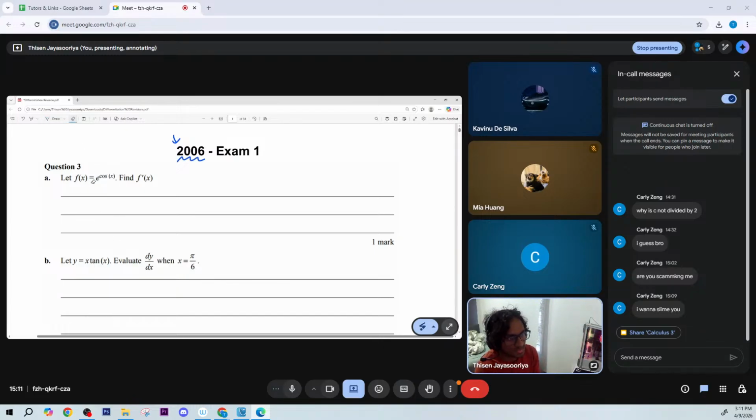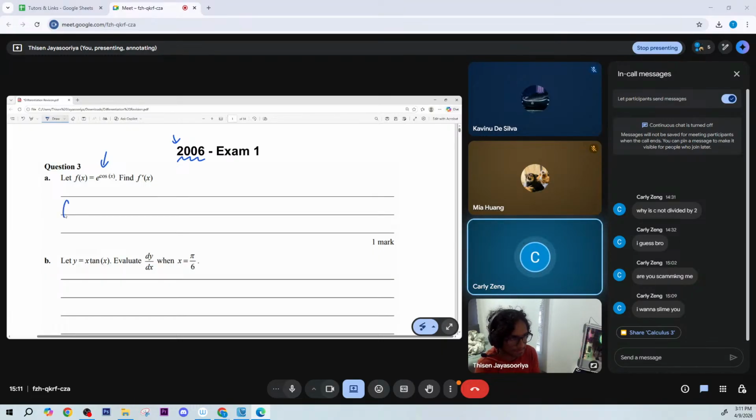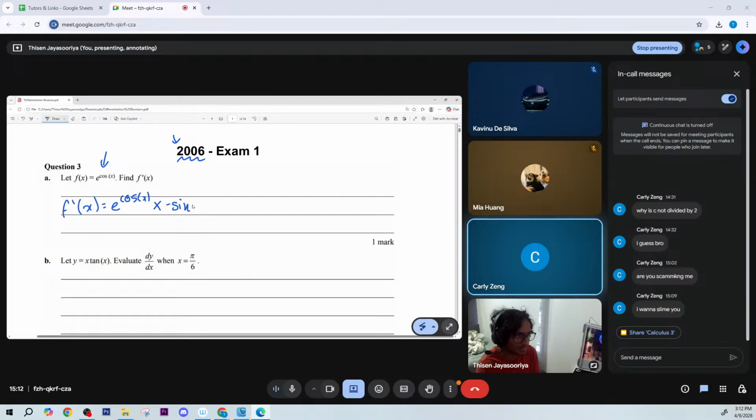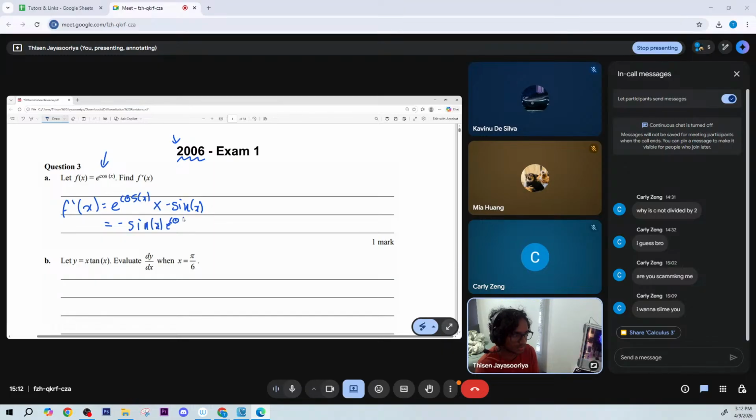So, Carly, I'll get you to do this one. Here, what is the derivative of this function? Is it e to the power of cos x times cos x? Not cos. What's the derivative of cos x? Negative sine x. Yeah, negative sine x. So this is just negative sine x e to the power of cos x. Does that make sense?